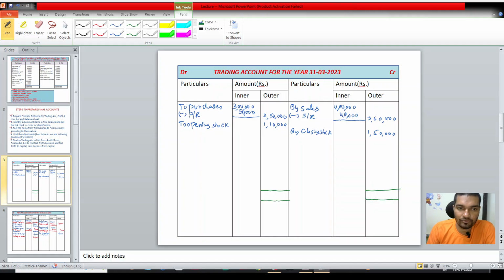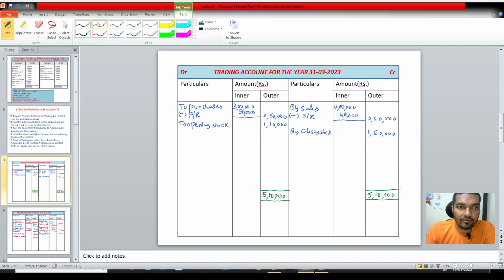So what we need to do, using the calculator: 3,60,000 plus 1,50,000. So the amount is 5,10,000 rupees. So 5,10,000 rupees we have to show here, and the same amount, 5,10,000 rupees, we have to show here. So from 5,10,000 rupees we need to subtract the debit side items, 2,50,000 minus 1,10,000. So we are getting 1,50,000 rupees as the amount.